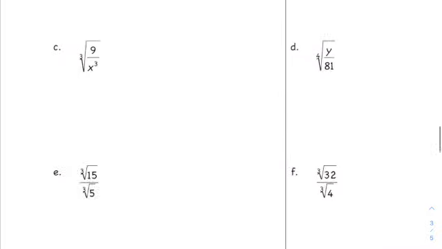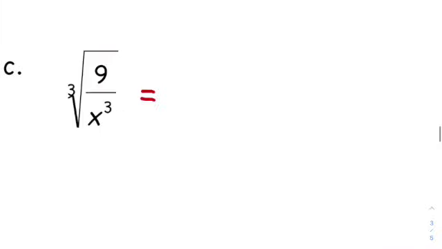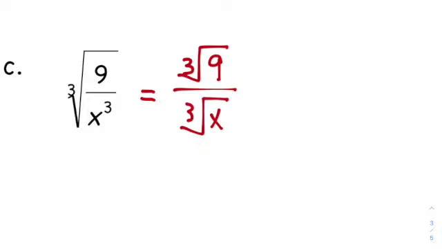On to example letter C. You have a cube root of 9 over a cube root of x to the third power. And x to the third power, they are exactly the same. So you know that can come out of the root. So that's just x, and that's just cube root of 9.